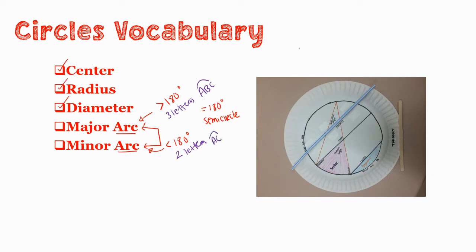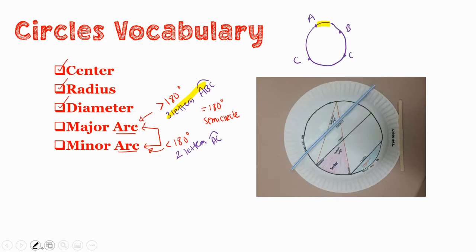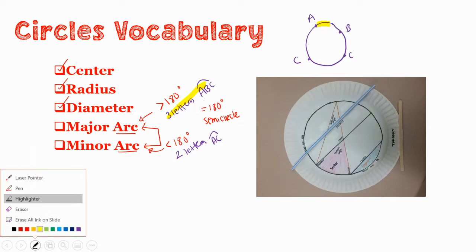So for instance, if I have a circle, and I'll put some points around this. Well, the major arc, ABC, I have to go from A. Oh, I called 2 of them C. What am I doing?